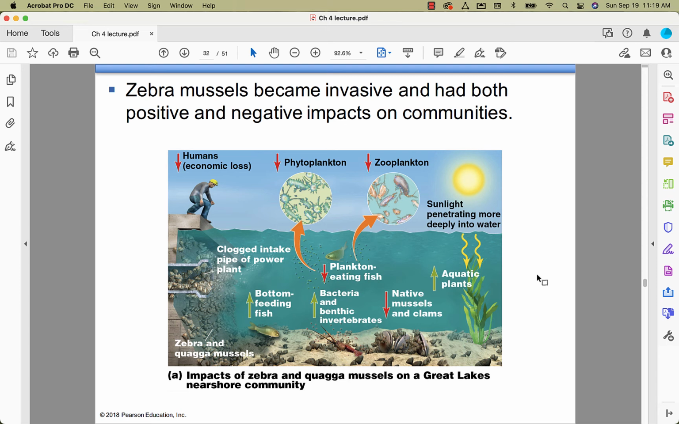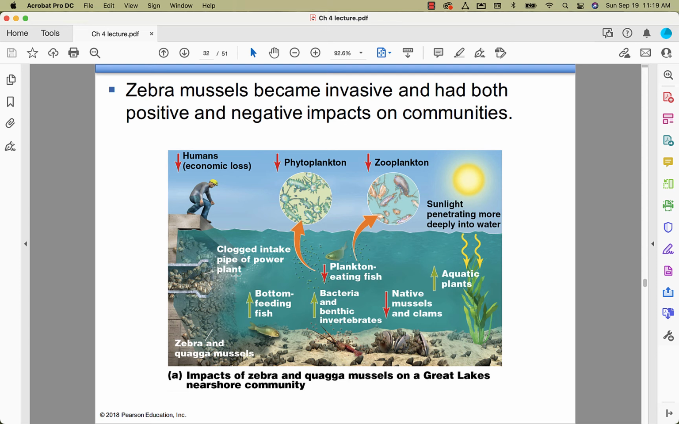Okay, so let's look at the red arrows first. The red arrows are the negative impacts. So negative impact on humans, you've got economic loss, and it shows, right? Colonizing the docks, filling the water intake pipes, just making a general mess of the things that we want to do in terms of economics on the Great Lakes. If you're a phytoplankton, the zebra mussels are not going to be cool because they're going to eat you up, right? They filter feed, they suck out all the phytoplankton. They just eat and eat and eat.